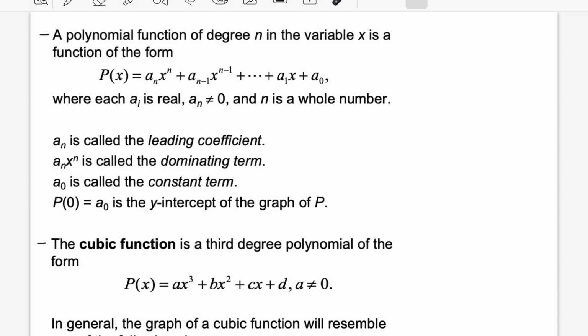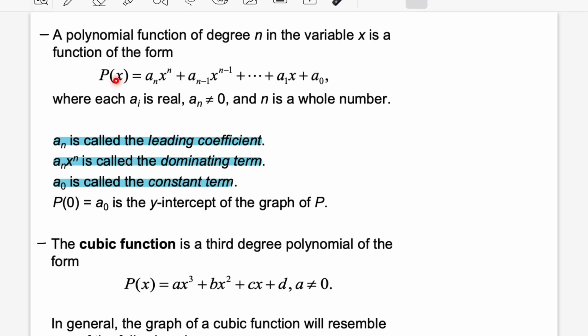Okay? And then all of these a's here are going to be real numbers, and then this a sub n here is going to be our leading coefficient, and it cannot be equal to 0. So it's the coefficient next to our variable that has the highest power. This whole term here is going to be called the dominating term or the leading term. A sub 0 is going to be our constant term. It's the only term without a variable.